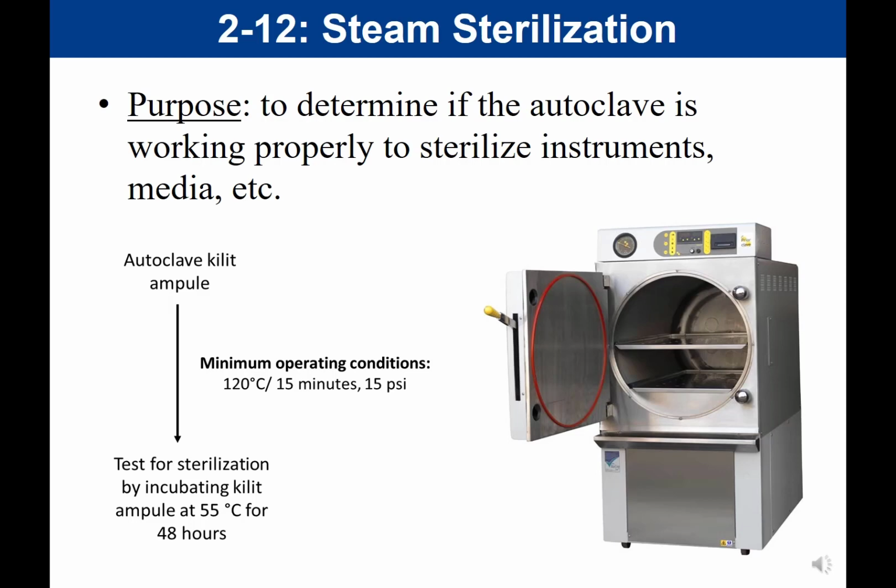On the flip side, if our autoclave is working properly and it's sterilizing what's in the autoclave, our killet ampule, if we run it through the autoclave and it's working, the autoclave should have killed the endospores. And if we take that killet ampule and we put it at 55, because the endospores died, the bacteria wouldn't grow. And so we use the killet ampules as a way to determine if sterilization was achieved. And so let's look at how that is accomplished.